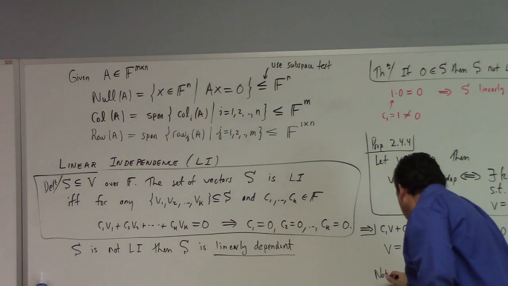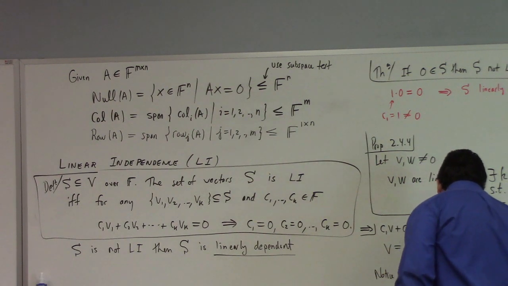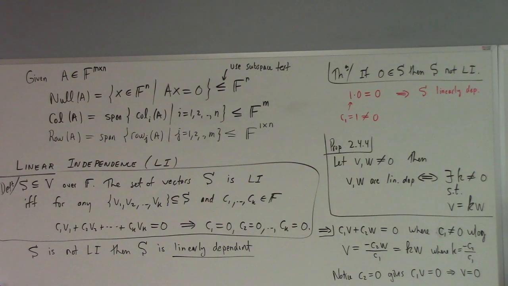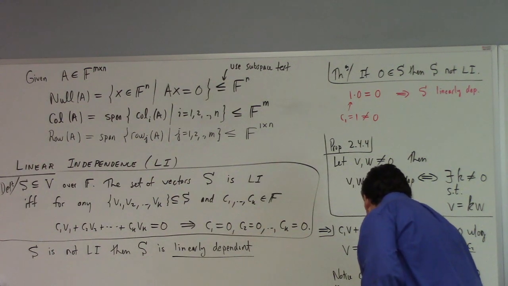Notice C2 equals 0 gives C1 V equal to 0, which implies that V is equal to 0. Why? We're assuming C1 is not equal to 0, and we're also assuming in the precondition to this proposition that V is not equal to 0. One of the consequences of the axioms of vector space is that if a product of a scalar and a vector is 0, either the scalar is 0 or the vector is 0. By process of elimination, this makes V equal to 0. But that's a problem because V is not equal to 0, right? Consequently, C2 is not equal to 0 by contradiction.